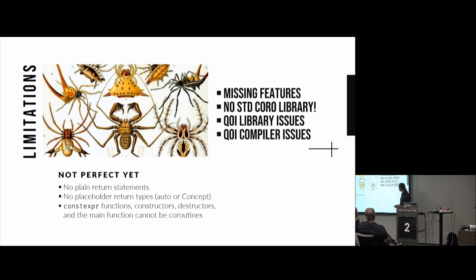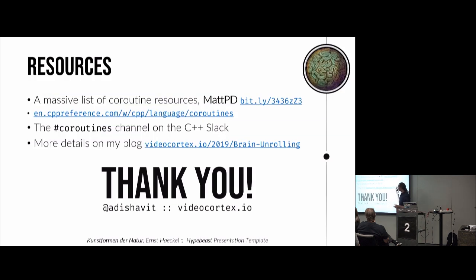Yeah. Right. So a little bit about resources, and then I'll take some questions. There is a massive list of coroutine resources with videos, articles, and proposals by Matt P.D. He's a very proficient archivist. CPP reference has a nice page about coroutines. The coroutine Slack channel on the C++ Slack is very, very active, and you can talk to anyone who's interested in coroutines. The people who are writing the proposals and the compilers are all there.